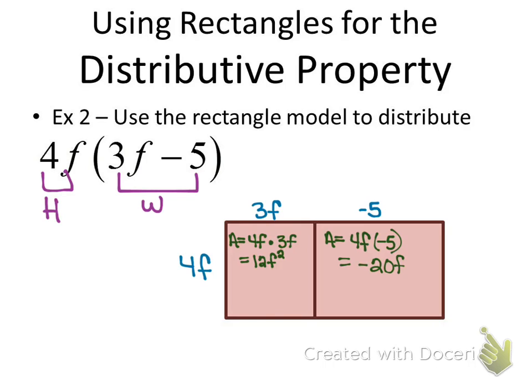Okay. So I know the area of this section is 12f squared. I know the area of the next section is negative 20f. What's the total area? To find the area of the total rectangle, I'm going to have to add those two together. So I'm going to come up to the right of my distributive property, and write the area of the first shape, 12f squared. Now I'm supposed to add them together. If I have a plus and a minus right next to each other, what's it going to be? It's just going to be minus. That negative cancels, so it's going to be minus 20f.